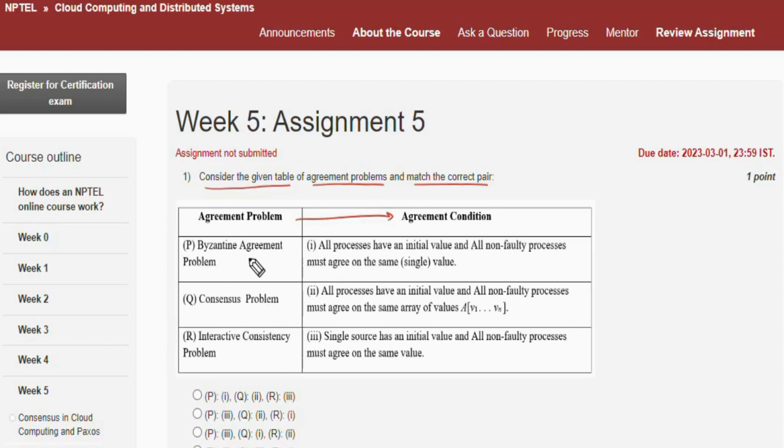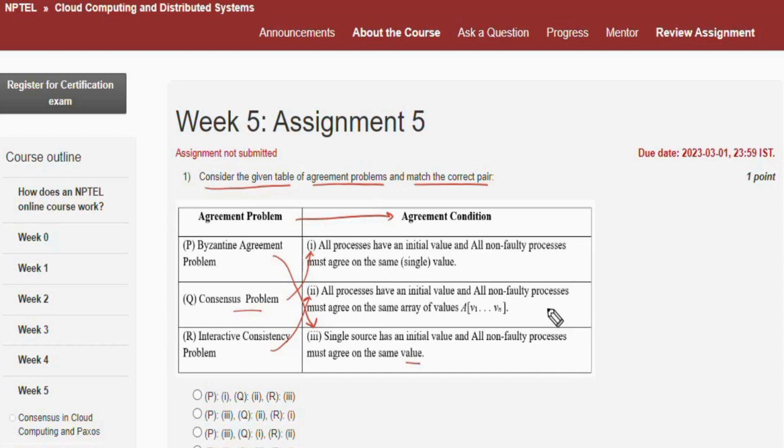So here Byzantine agreement problem will match option 3. Single source has an initial value and all non-faulty processes must agree on the same value. Consensus problem will match option 1. All processes have an initial value and all non-faulty processes must agree on the same single value. And interactive consistency problem will match option 2. All processes have an initial value and all non-faulty processes must agree on the same array of values.